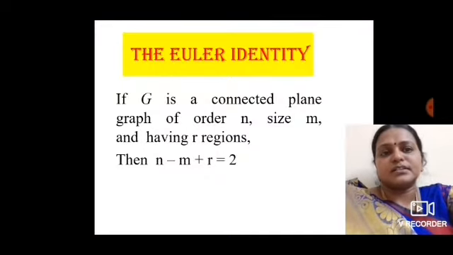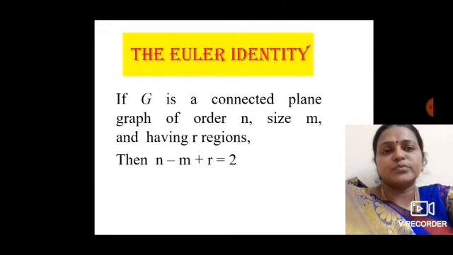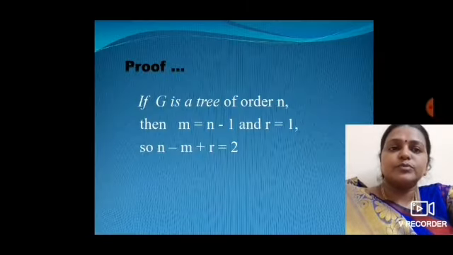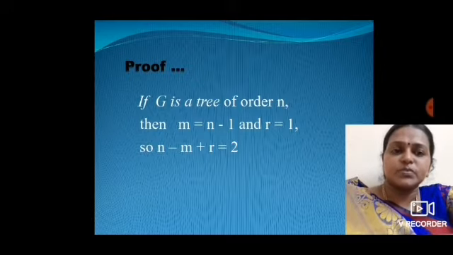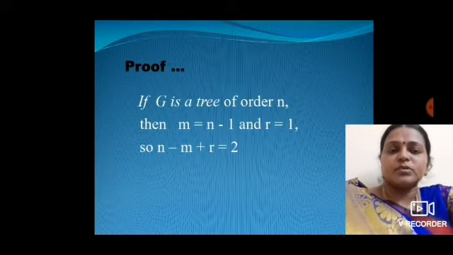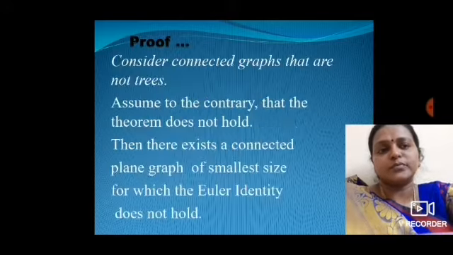Let's see an important identity called the Euler identity. If G is a connected plane graph of order n, size m and having r regions, then n minus m plus r equals 2. Let's go for the proof. Considering the tree first. If G is a tree of order n, then m is equal to n minus 1 and r is equal to 1. The region becomes 1. So n minus m plus r, when we calculate, is equal to 2.